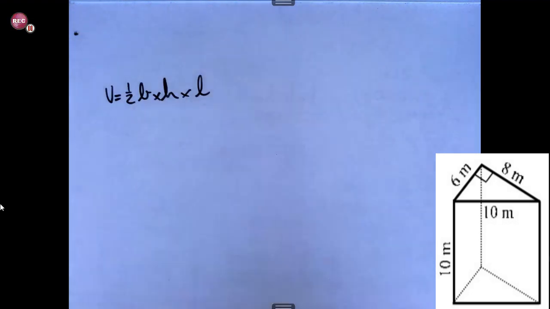Okay, so the triangle that you'll see at the bottom, as shown, does not need any conversions. If conversions were needed, then you just have to apply them.